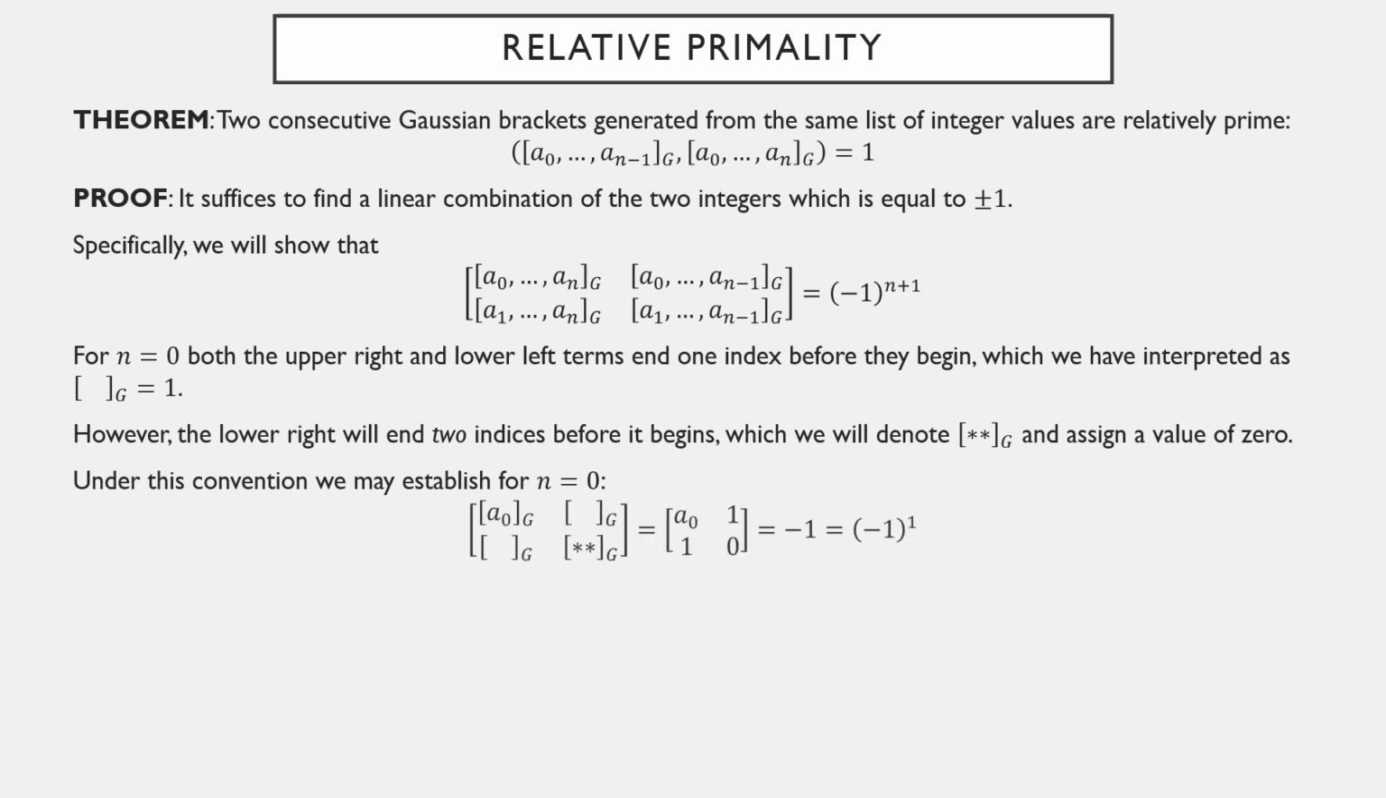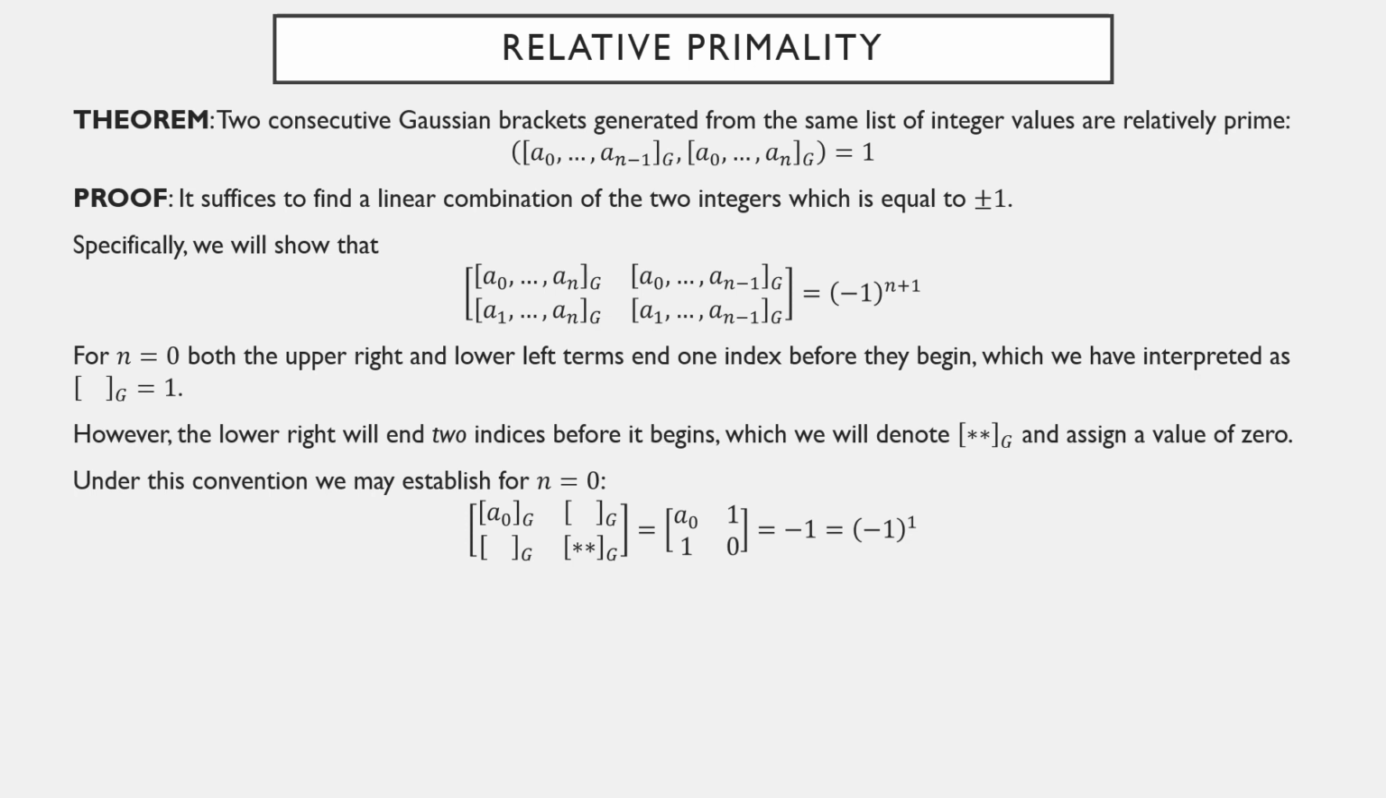Under this convention, for n equals 0, we end up with the determinant of the following matrix. In the upper left, we just have a Gaussian bracket with one term, so that's A0. The other two empty brackets were given 1 as a value by definition, and this weird bracket that ends 2 indices before it starts, we're declaring to have value 0, essentially so that this works. And you end up with a determinant of -1, or (-1) to the first.